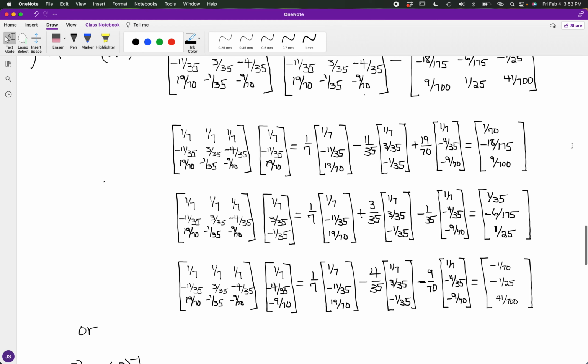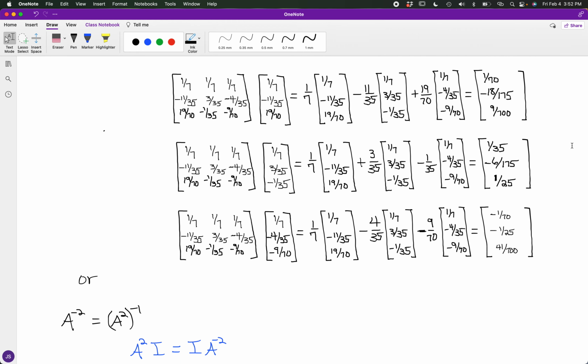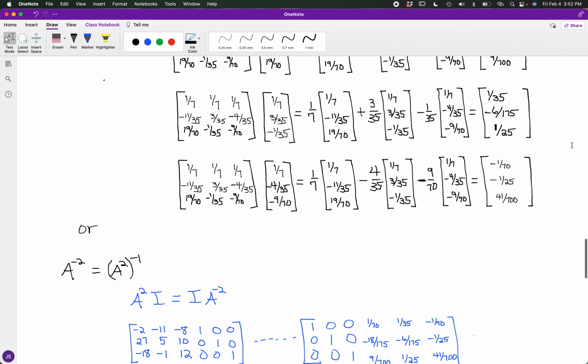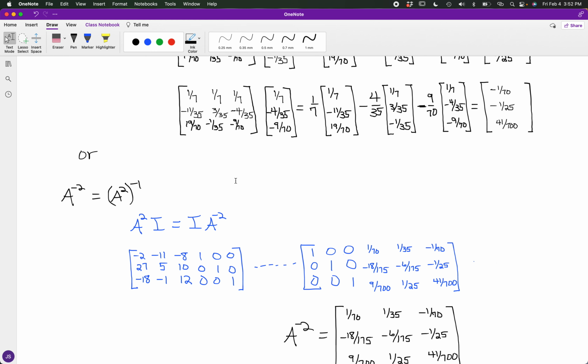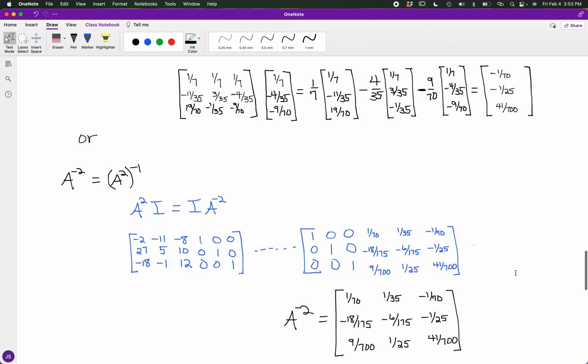And again, if I were to take the approach where A to the negative 2 is equal to the inverse of the square of A, I can just say, in short, A squared times I. Again, A squared, we had arrived at negative 2, negative 11, negative 8 in the top row, 27, 5, and 10 in the middle row, negative 18, negative 1, and 12 in the bottom row. And again, I had the identity matrix alongside it. If I were to perform the row operations, I will have the identity matrix on the left and the elements to the right. I come back to the square of the inverse of A. So I have these same values throughout.